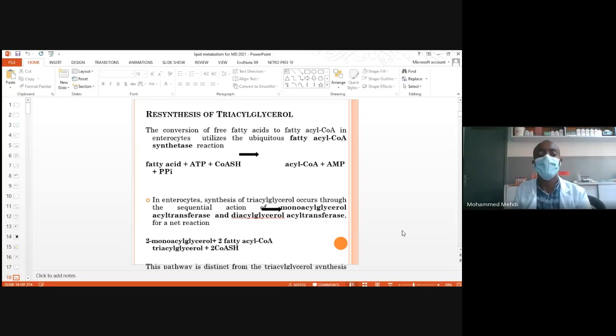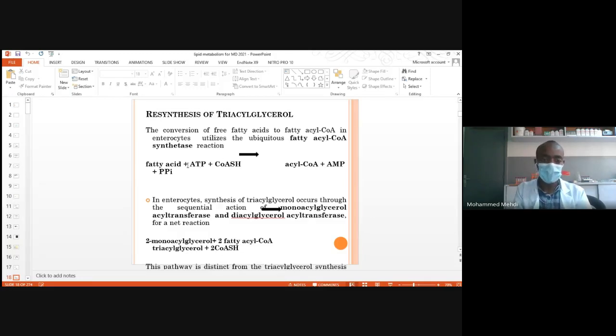Before that, we have to have activated fatty acid. The free fatty acid is activated into fatty acyl-CoA in the enterocytes by using fatty acyl-CoA synthetase enzyme. This enzyme is an energy-consuming enzyme. It requires 2 ATP.